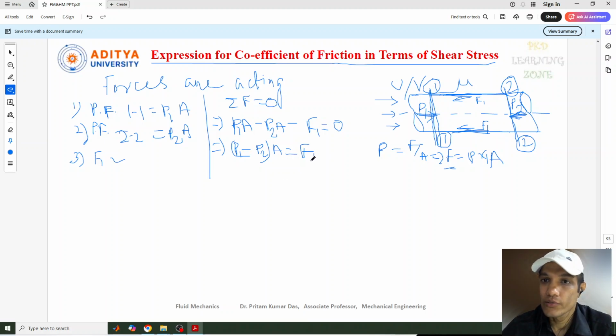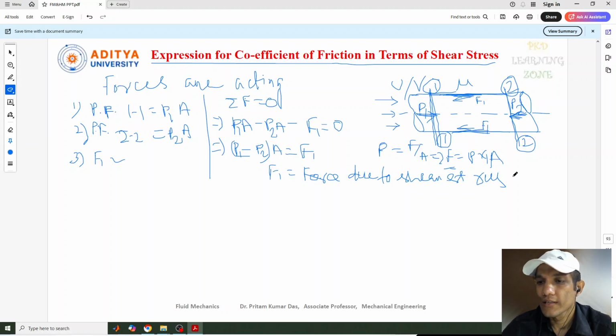Now this frictional force we can also write as the force due to the shear stress. See how this force is generated. F1 I can write as the force due to shear stress, that is nothing but tau naught we can consider.